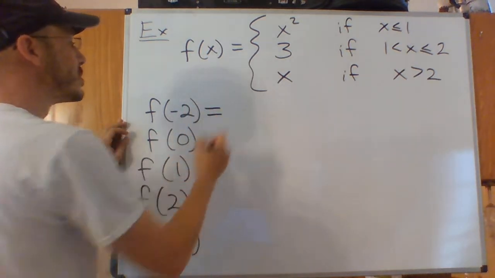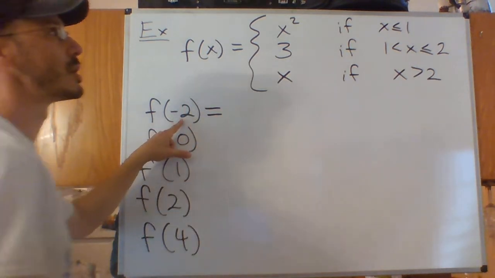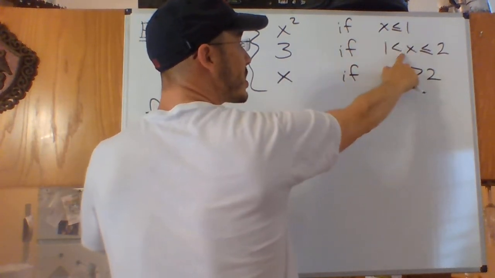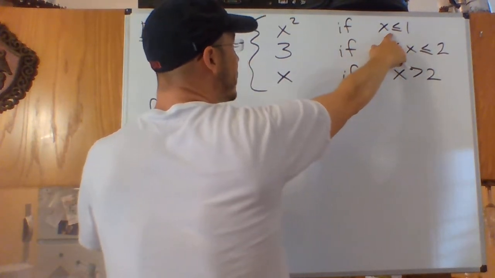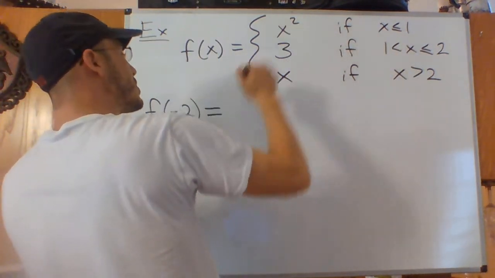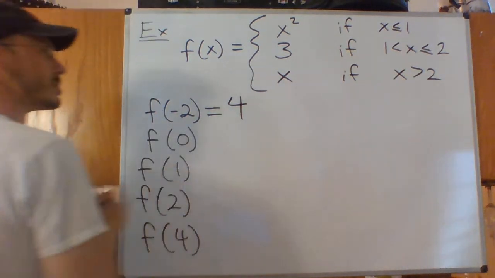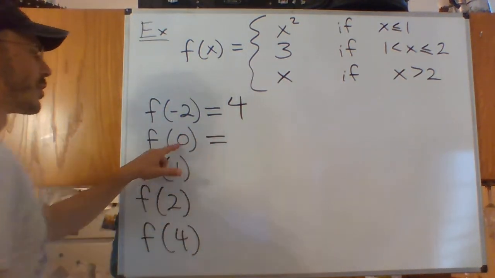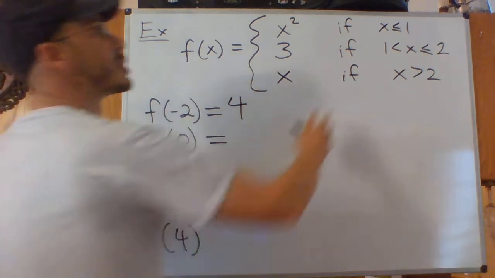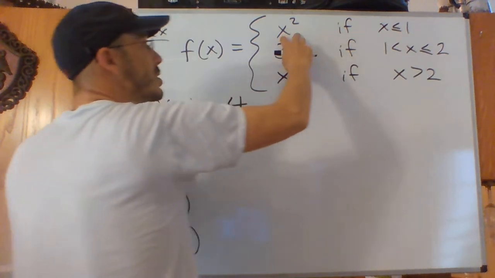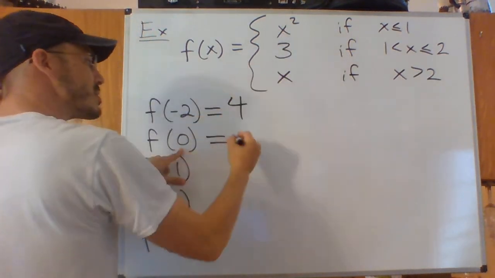For -2, f of -2, -2 is less than 1, so I'm going to use this one. It doesn't fit here or here, it's this one. -2 is my x value, and -2 squared is 4. For x equals 0, 0 is also less than or equal to 1. So I use this formula, 0 squared is 0.